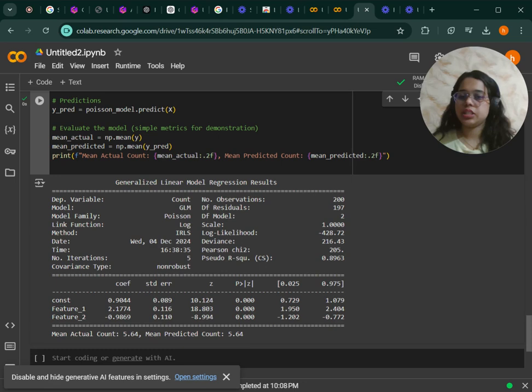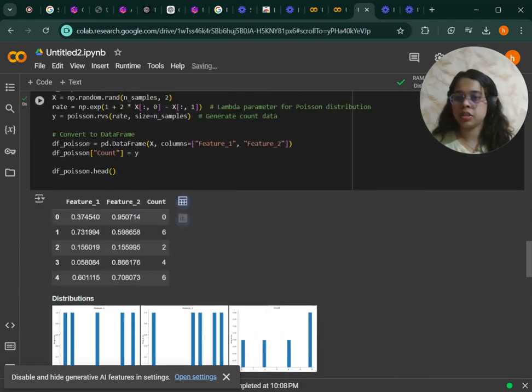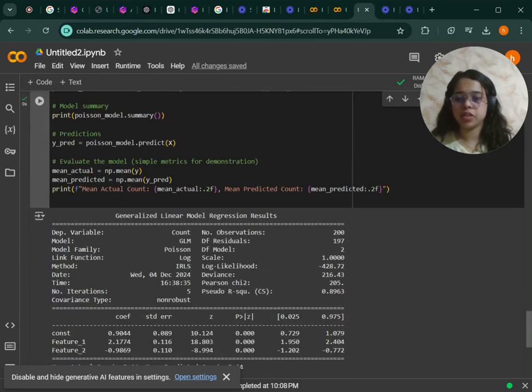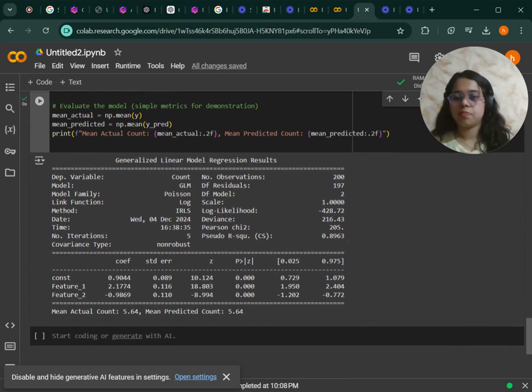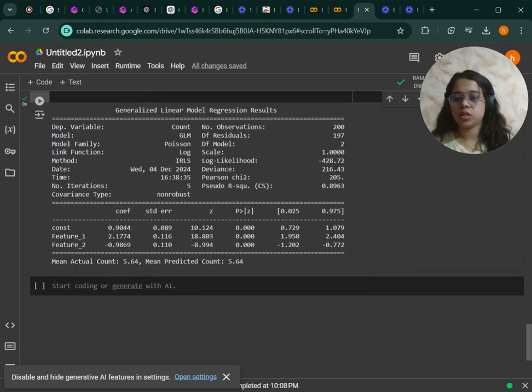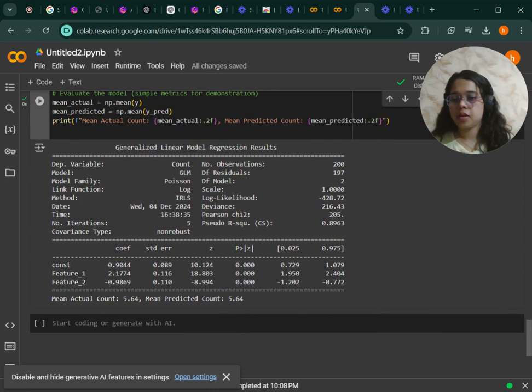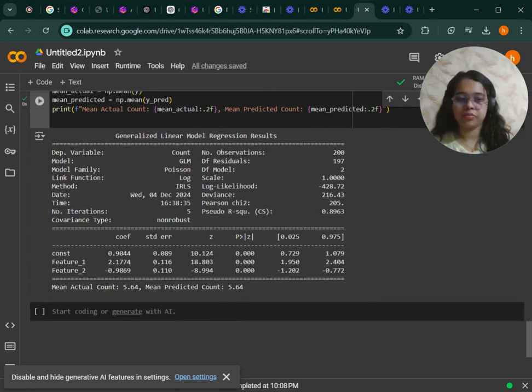So here are our generalized linear model regression results, which have the dependent variable, model family, link function, that is log, method IRLS, date and time, and iterations, and then the number of observations. We have already initiated that. Then the residuals, the model degrees of freedom, scale, log-likelihood, deviance, Pearson chi-square, and pseudo R-squared, and also our mean actual count and mean predicted count.